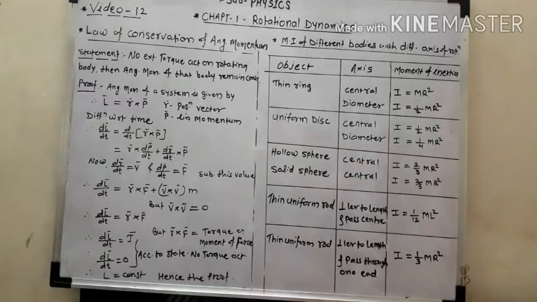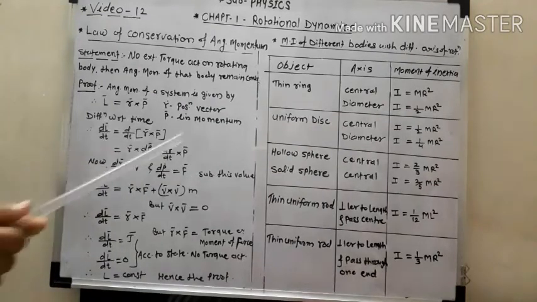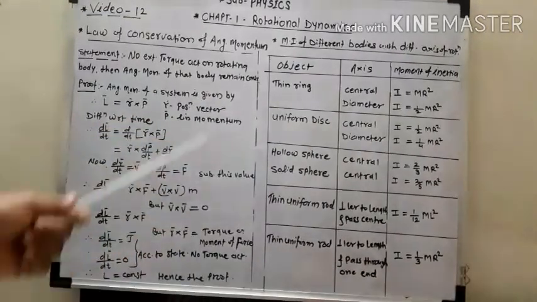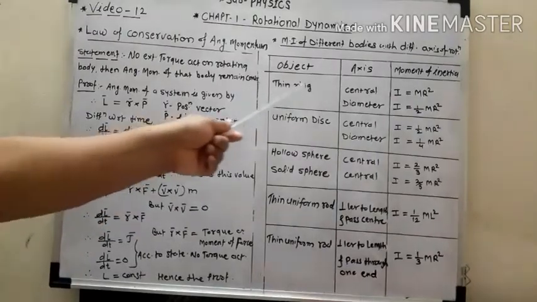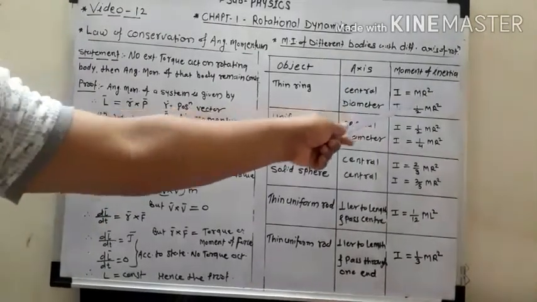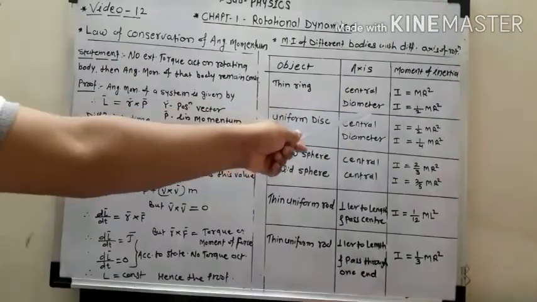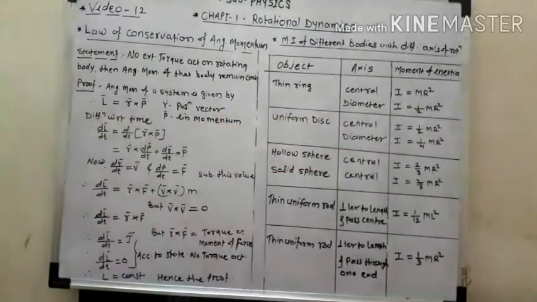This is given by this principle, parallel axis and perpendicular axis. This we can find out, but you just have to remember this formula for your numericals and your computer exams. The thin ring, central axis: I is equal to mr square. Passing through its diameter, I is equal to 1/2 mr square.